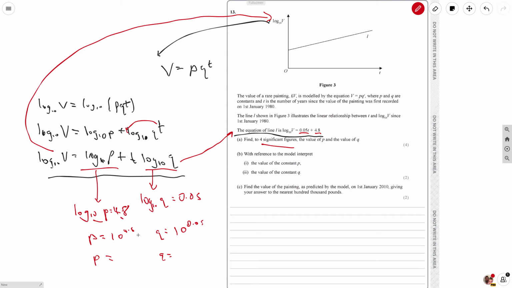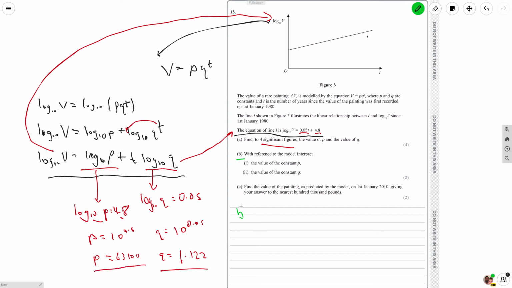63,095. That would be 5 significant figures. So I'm going to go for 63,100. And then q, I get 1.122018454. So 4 significant figures, 1.122. Okay, so this is your final answer to part A.